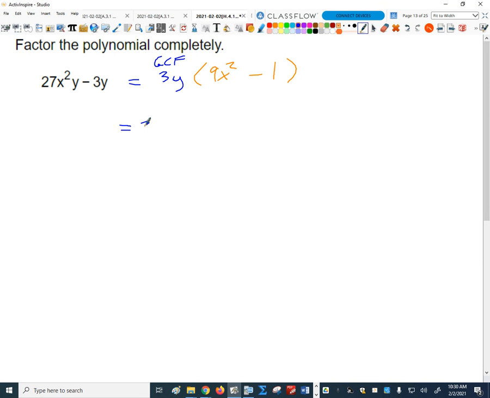So we've got our greatest common factor out front. What can I break this up into? 9x squared is the same thing as what quantity squared? Three x. Good, so I get a 3x squared. 1 is the same as 1 squared. So what's that going to factor into? Liliana, what am I going to get here?